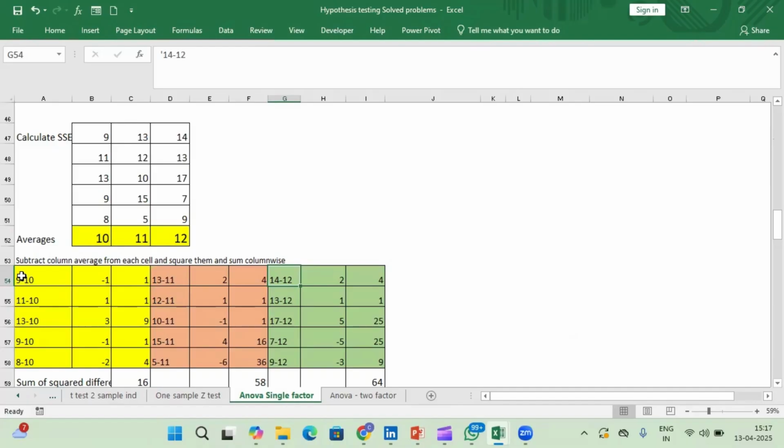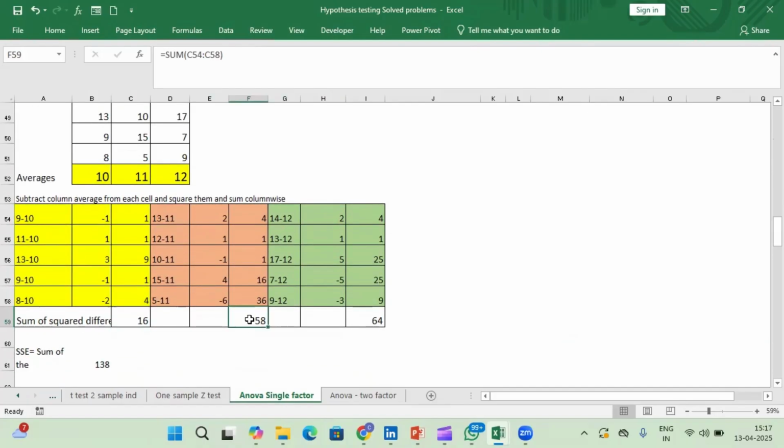Now, get the answers. 9 minus 10 is minus 1, 1, 3, minus 1, and square that. 1, 1, and 4. This is 2, and the square of 2 is 4, 1, 1, 4, 6. Then 15 minus 12 is 3, and 2 square is 4. Then you add up the totals, and it becomes 138.